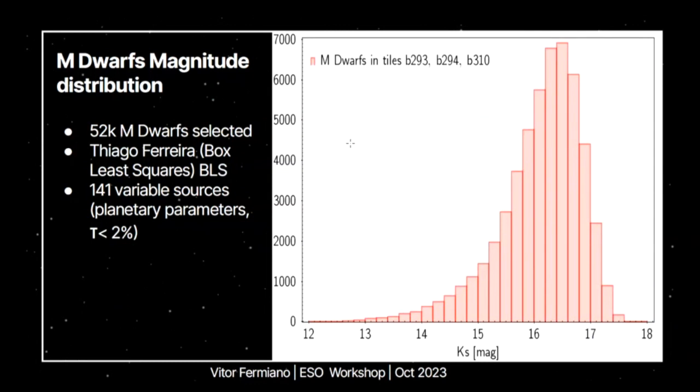This part was made by Thiago Ferreira, a colleague from Brazil, and he made a box least squares selection for the variability. I'm not into this part, I'm sorry, but he made a BLS selection, and he got 141 variable sources among this amount of M dwarf stars. Okay, we use planetary parameters, so the depth was 2% and less than 2%.